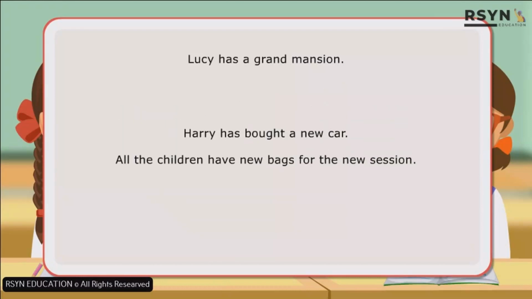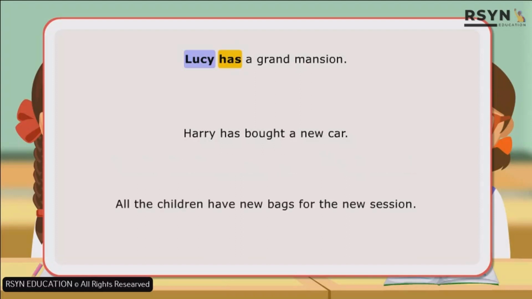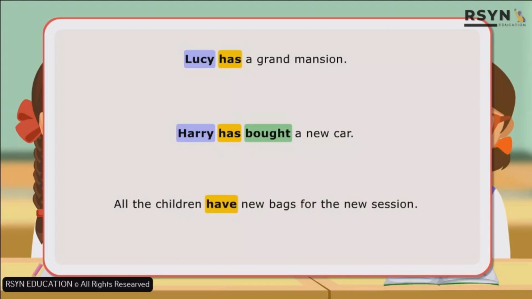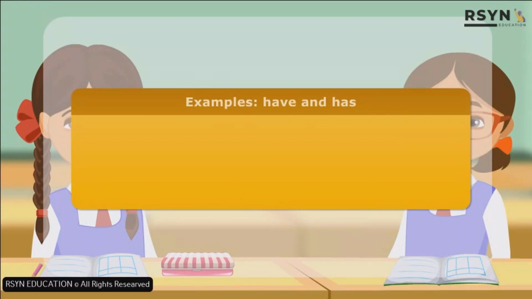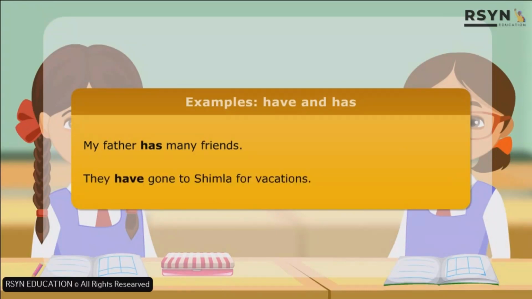In the first sentence, has been used after a name to show possession. In the next sentence, has been used after a name and with past participle bought to form present perfect tense. In the last sentence, has been used with plural children to show possession. Here are few more examples of use of have and has. My father has many friends. They have gone to Shimla for vacations.